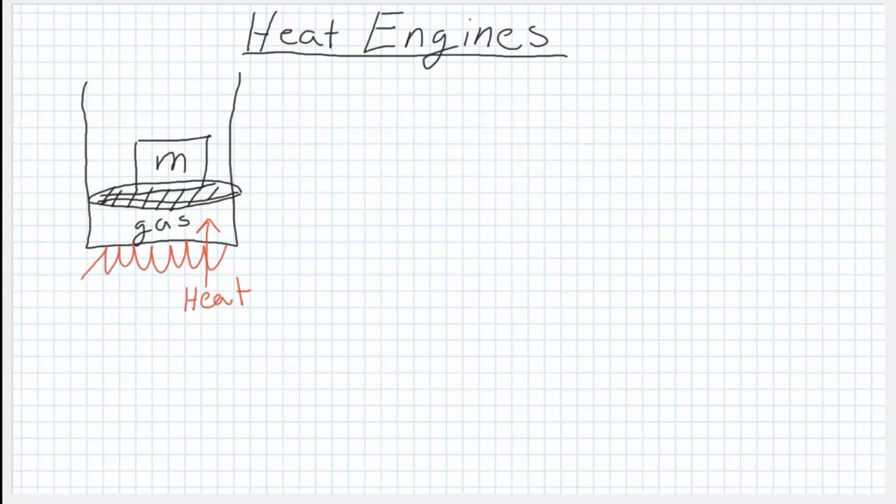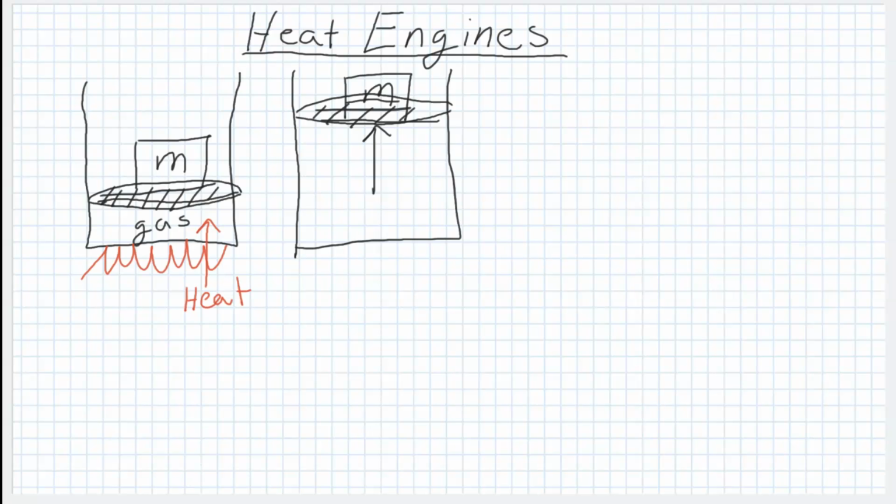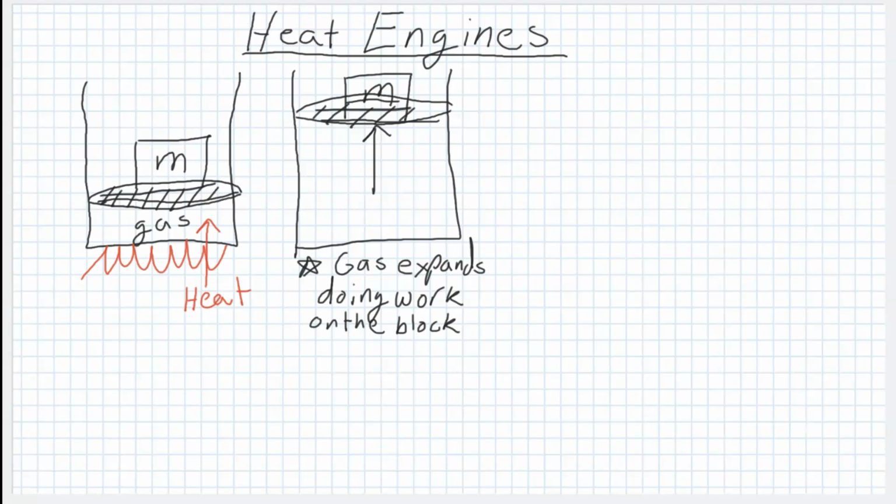I'm going to add heat to my gas, causing the gas to expand, and as the gas expands, it's going to do work by pushing the piston and the block upwards. This is going to be an important thing you need to remember, that anytime the gas expands, the gas is doing work. Now that my piston has done work, it needs to be restored back to its original position so that it can do work again. Otherwise the heat engine would be over.